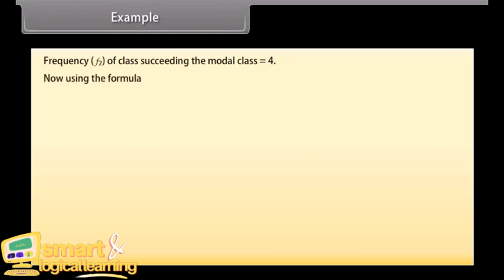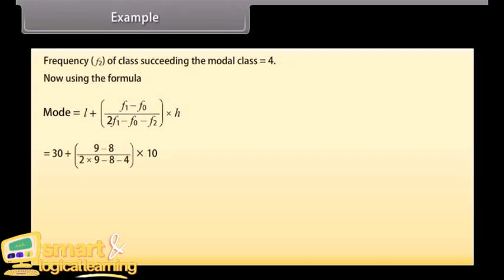Now, using the formula given below, L plus F1 minus F0, that is divided by 2F1 minus F0 minus F2, multiplied by H, we will find the mode as 30 plus 9 minus 8 by 2 into 9 minus 8 minus 4 into 10, equals 30 plus 10 by 6, which equals 30 plus 1.67 equals 31.67.